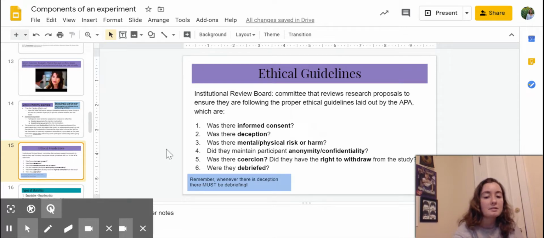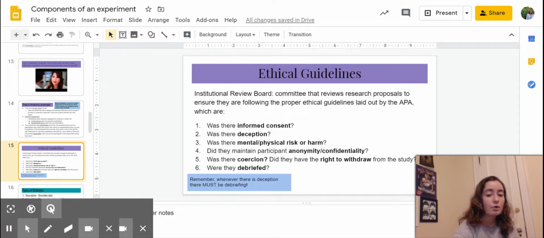Was there deception? Were people being lied to? And we know deception and debriefing go together. So anytime there's deception, you must be debriefed at the very end of the experiment about what the true purpose of the experiment was and what your role was in that experiment.